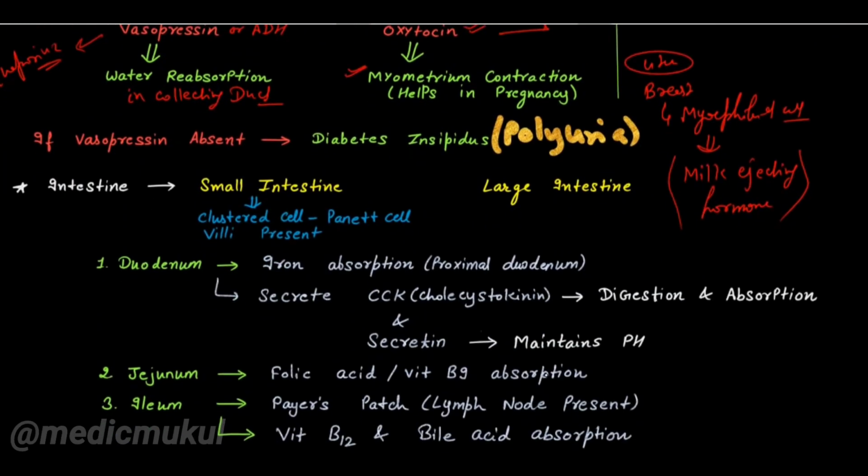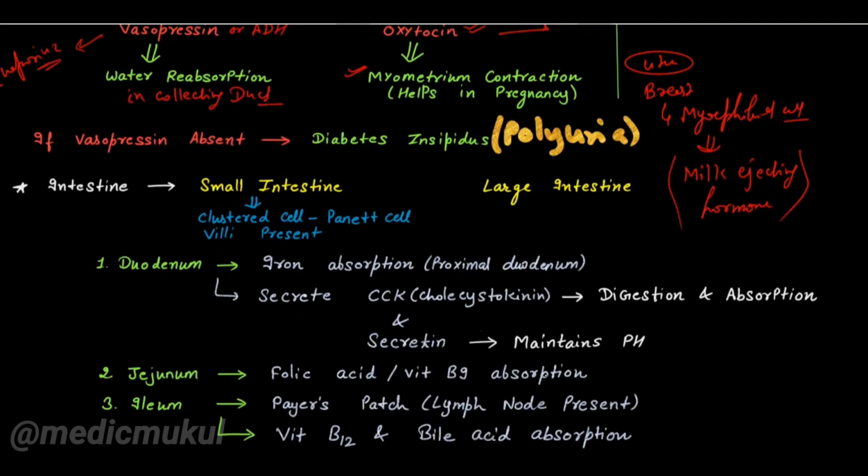Then the next one, our intestines. Of course, we have the small intestine and the large intestine. The small intestine has clustered cells that we call Paneth cells. There is one question in the exam: the Paneth cell is present in where? In the small intestine. Villi are also present there. The large intestine helps in absorption.